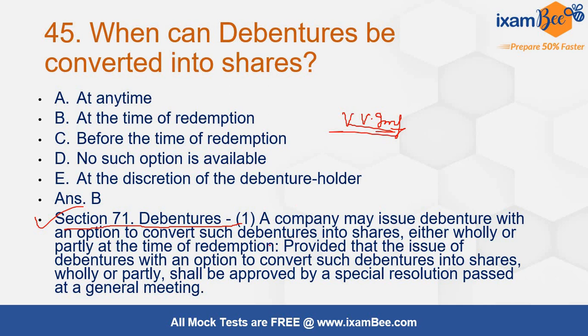Company may issue debentures with an option to convert such debentures into shares either wholly or partly at the time of redemption, provided that the issue of debentures with an option to convert such debentures shall be approved by a special resolution that is passed at a general meeting. So the answer is at the time of redemption.